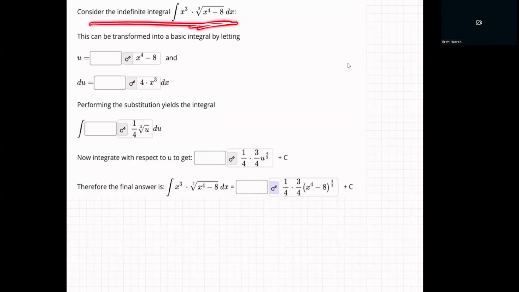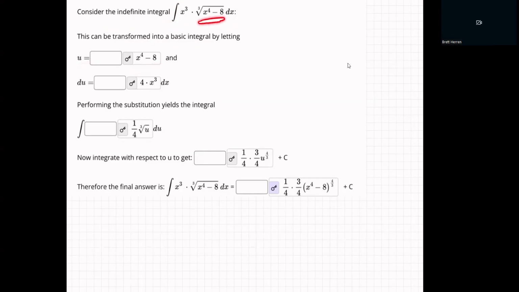Consider the indefinite integral. This can be transformed into a basic integral. So we're trying to do the antiderivative of the integral of that, and that looks totally tough, but we can transform it, we can change it into an easy integral by letting u be something. You see the answer here. Why is that the answer?